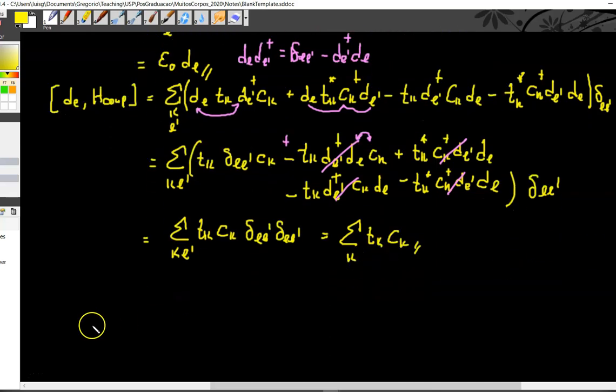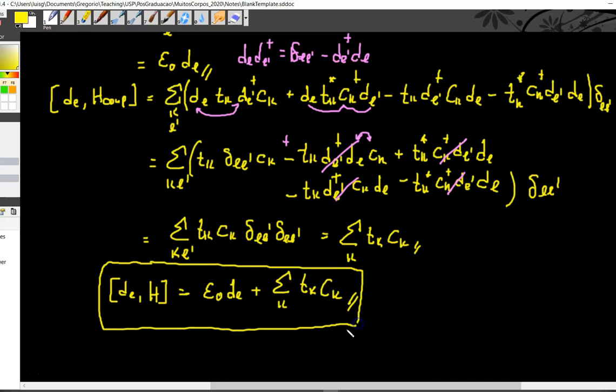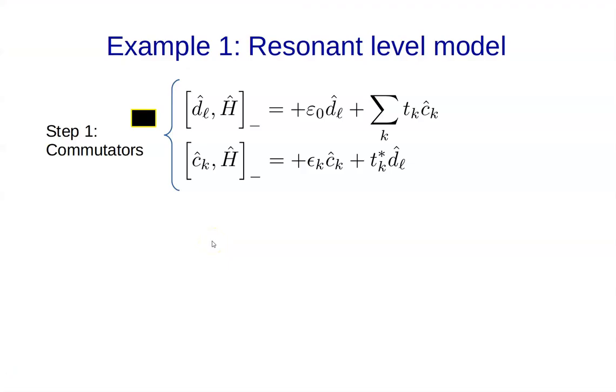So the commutator of dl with h equals epsilon naught dl plus the sum over k of tk ck. That's the end result here. Okay, let's go back to the slide. Okay, so we got this.